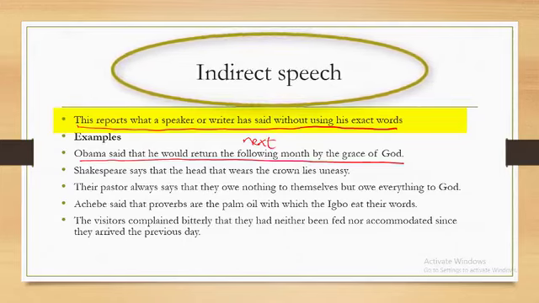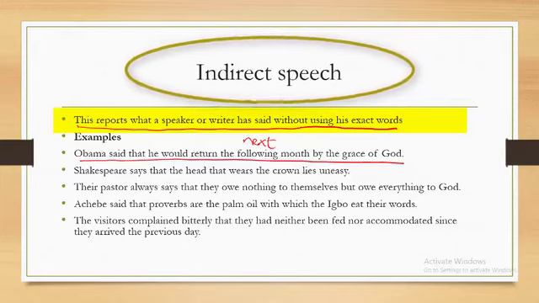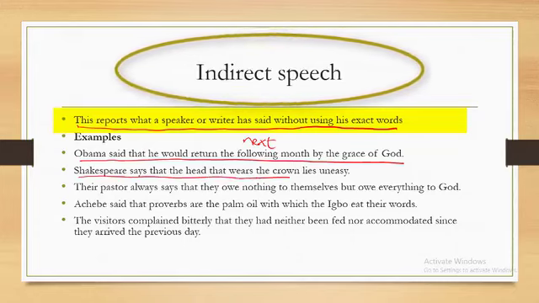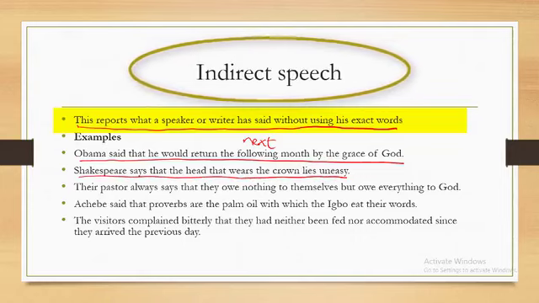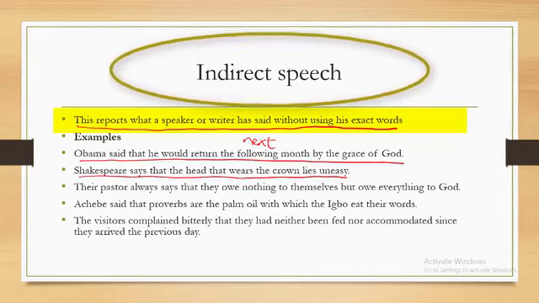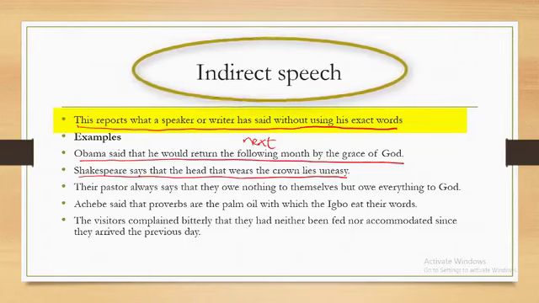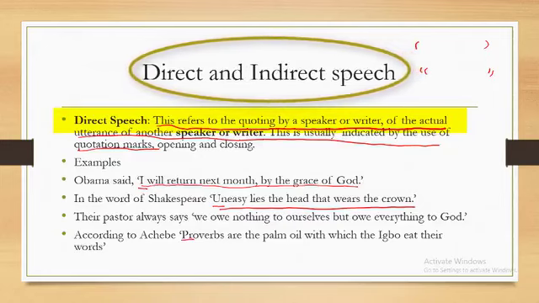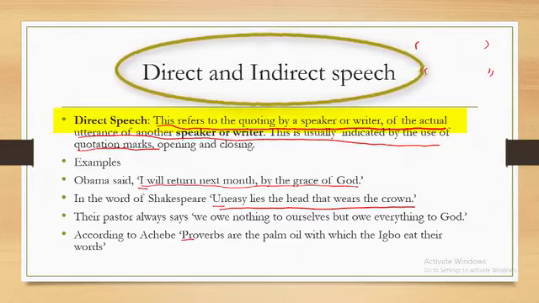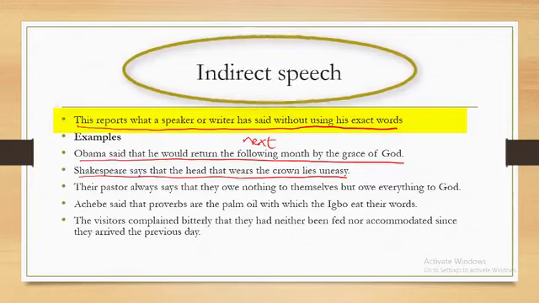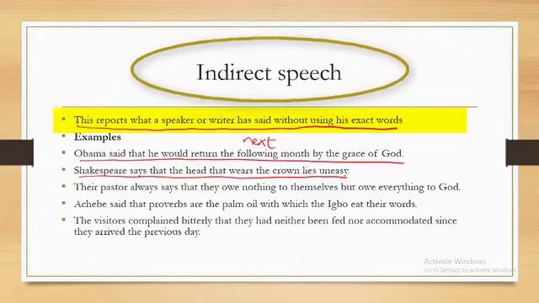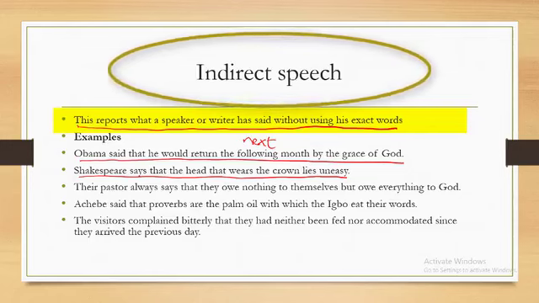Alright, now let's take the second one. Shakespeare says that the head that wears the crown lies uneasy. Remember, it was formerly "uneasy lies the head that wears the crown." So in the words of Shakespeare, uneasy lies the head that wears the crown. But in the indirect speech, it becomes: Shakespeare says that the head that wears the crown lies uneasy. So you can see that there's a change in the structure of the sentence.